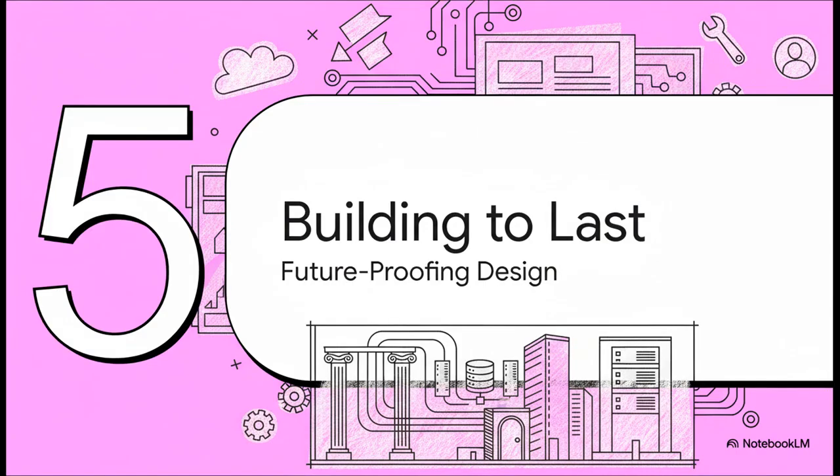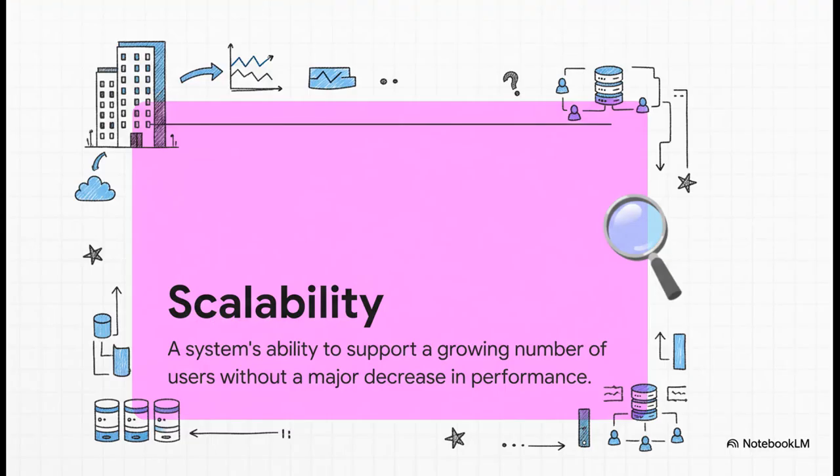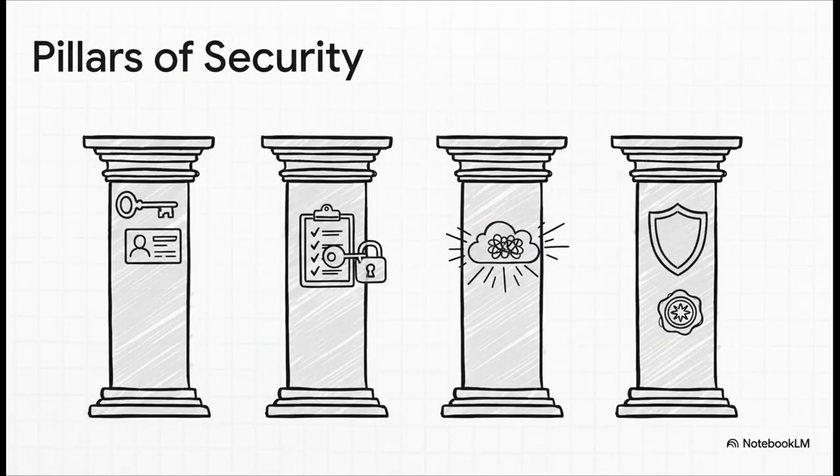Okay, last stop on our tour. Let's talk about the long-term view. Section 5, building to last. A great architect doesn't just design a building for today, they design it for tomorrow and the day after that. A huge piece of this is something called scalability. This is the system's ability to grow from handling, say, 10 users to 10 million users without slowing down or breaking. It's like building the foundation of your house strong enough that it can support a future second, third, or even 10th story. And of course, you can't build to last if the whole thing isn't secure.